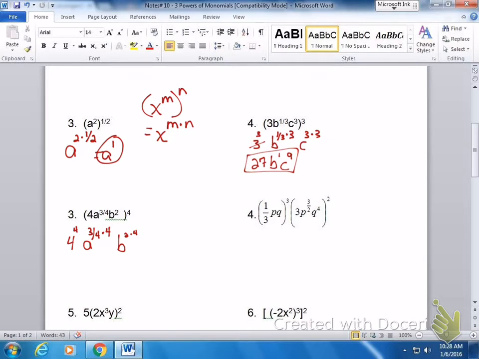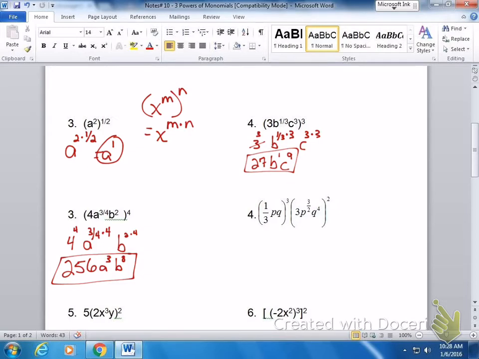Now 4 to the fourth is probably a calculator problem. 4 times 4 is 16. 16 times 4 is 64. 64 times 4 is 256. Then I have a, and if you don't know what 3/4 times 4 is, put it in your calculator. 3/4 times 4 is 3. And then I have b to the 2 times 4. 2 times 4 is 8. So 256a cubed, b to the 8th.